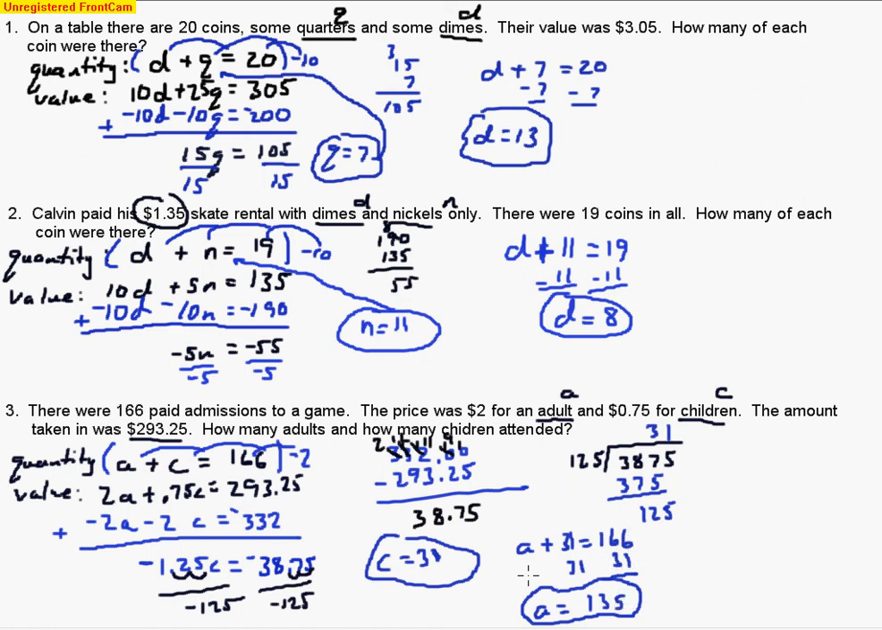So 135. Still a lot of adults. Even more now. And only 31 kids. Now there's the first part. The second part deals with writing equations.